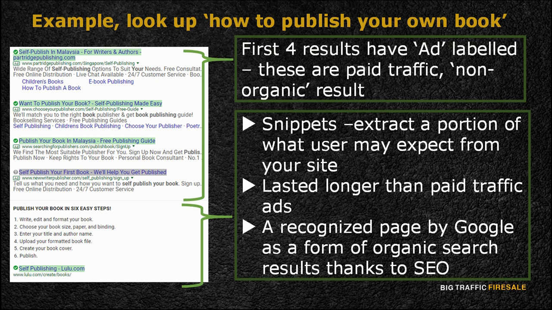Say, for example, you look up in Google browser on how to publish your own book, or simply publish your book. You'll see up to 10 search results from this first page. As you can see, the first 4 results have ad labeled beside their link. These are paid traffic ads or simply non-organic results. Further down, as mentioned before, you may even see snippets linked to a site.